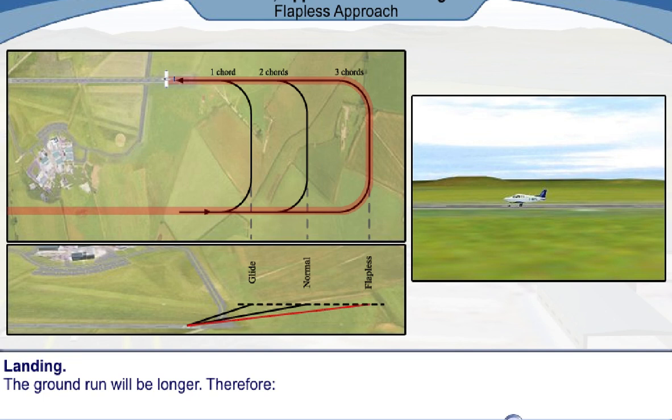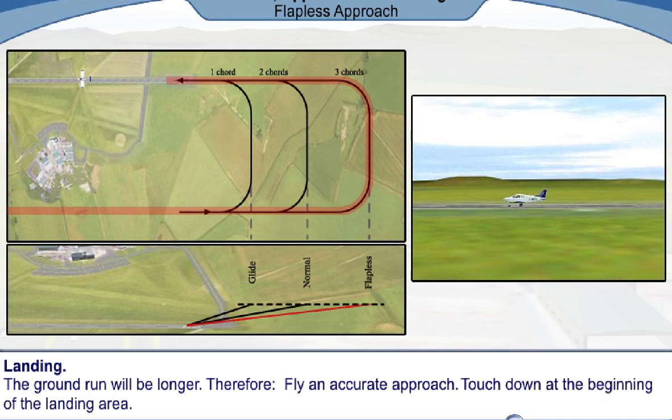Because of the extra ground run, there may be a danger of running out of runway. So the flapless approach must always be flown very accurately, with power. Aim to touch down at the beginning of the landing area.